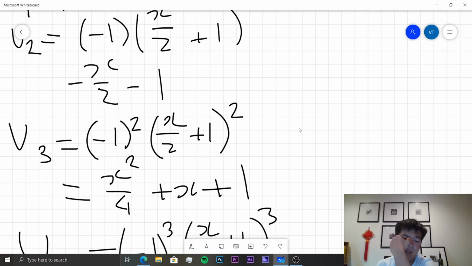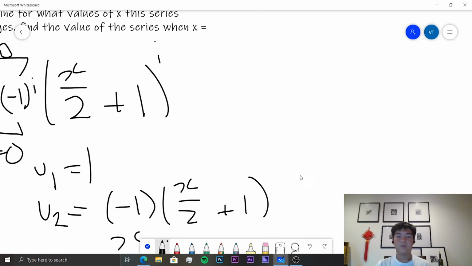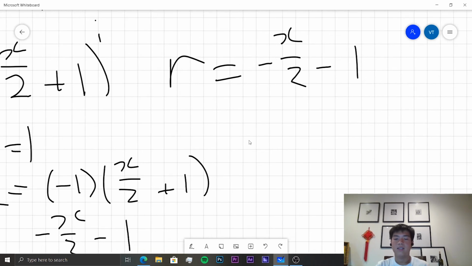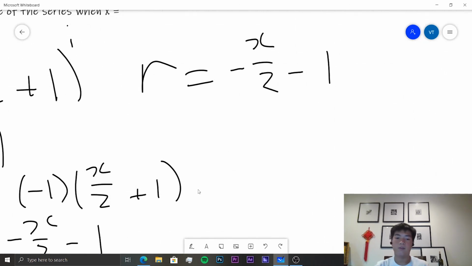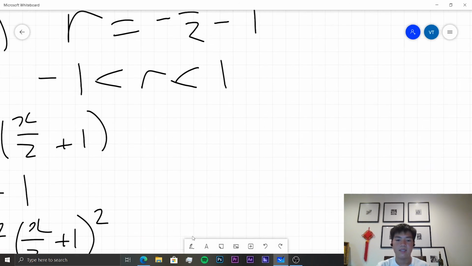And now to solve this problem, we need to know the common ratio. And the common ratio is pretty straightforward. If you haven't worked out what it was with my working out below, the common ratio is equal to negative x over 2 minus 1. And so we need to determine for what values the series converges, and it's when, remember, negative 1 is less than or equal to r, which is less than or equal to 1. So this entire thing has to be between those bounds.